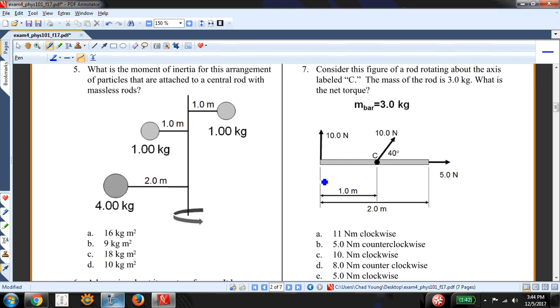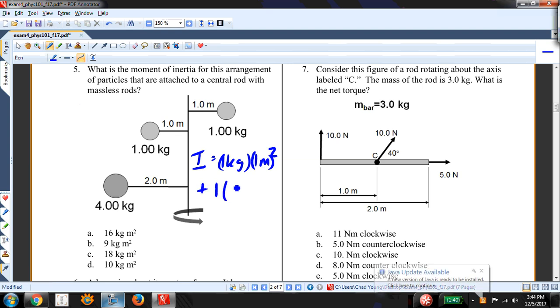And here's some more particles here. So I want to know the moment of inertia here. It's the sum of mr squared. That's the sum of 1 kilogram times 1 meter squared plus 1 times 1 squared plus 4 times 2 squared. So that's 1 plus 1 plus 16. That is 18 kilogram meter squared.